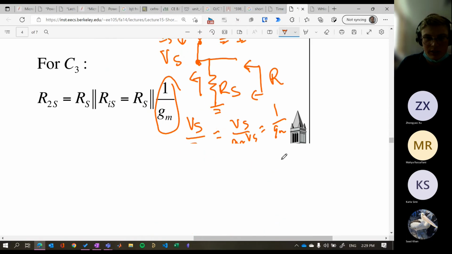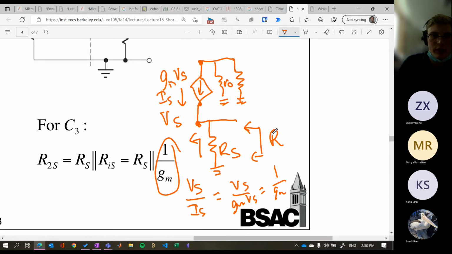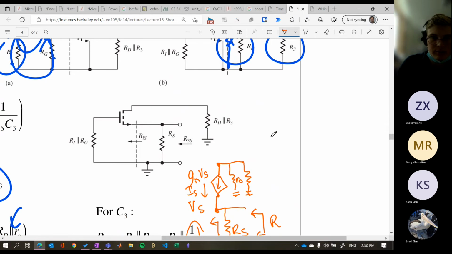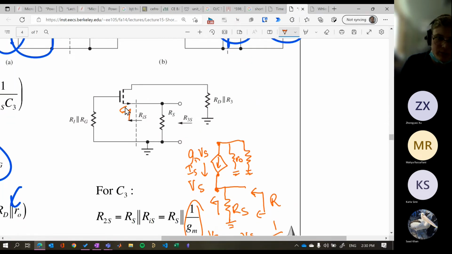Oh, sorry, I went too quick. When we're looking into the source of this MOSFET, our gate is connected to ground, right? So we can consider this ground. So VG is equal to 0. I might have gone too quickly there. VG is equal to 0. If in our model we're using the fact that the current gain is GM VGS, if VG is equal to 0, this is the same as GM times VS.